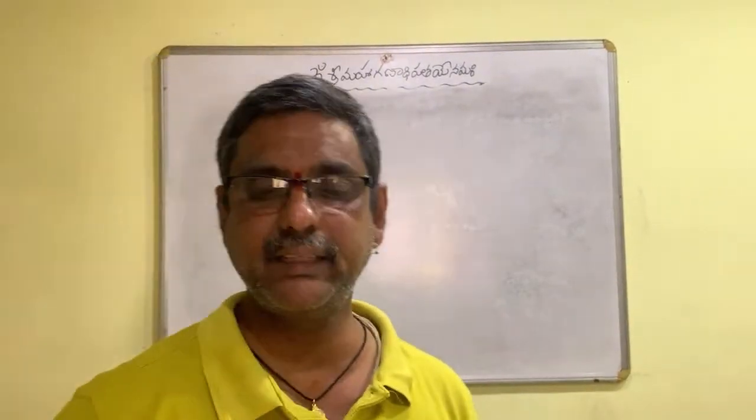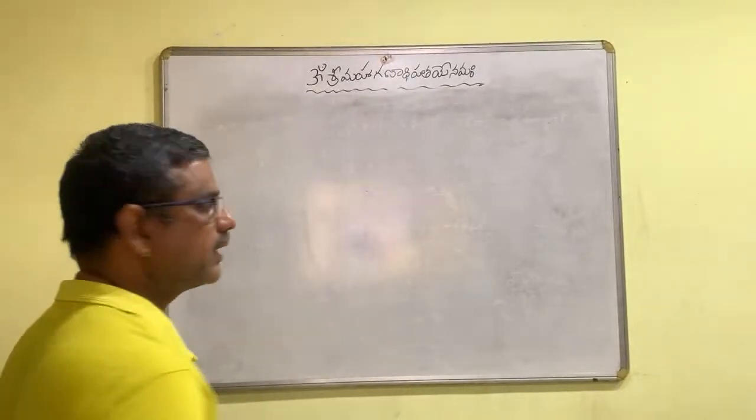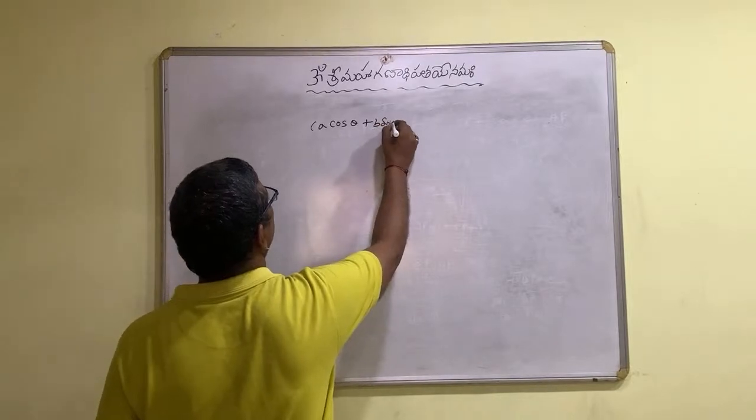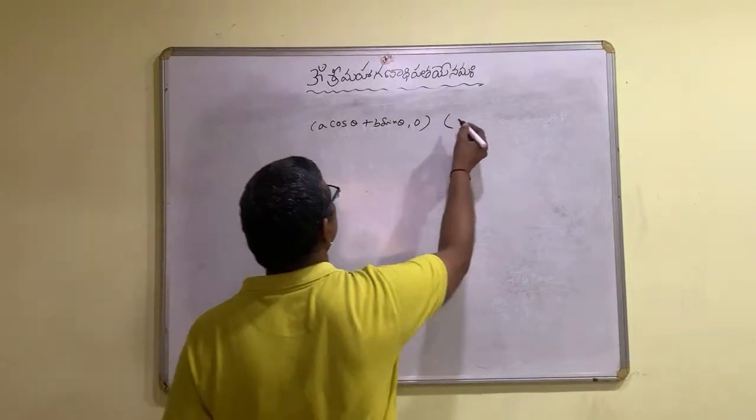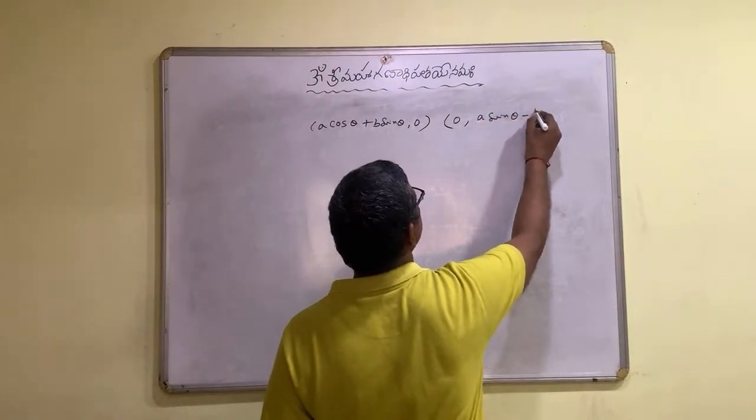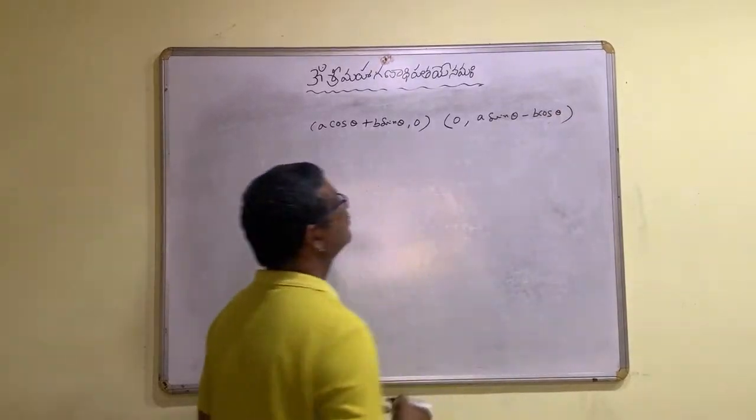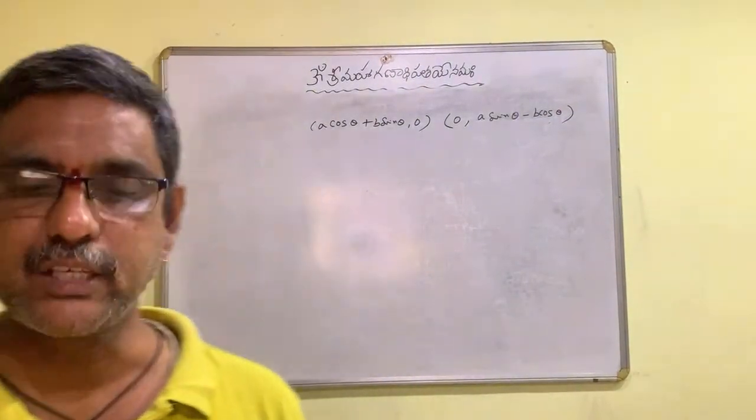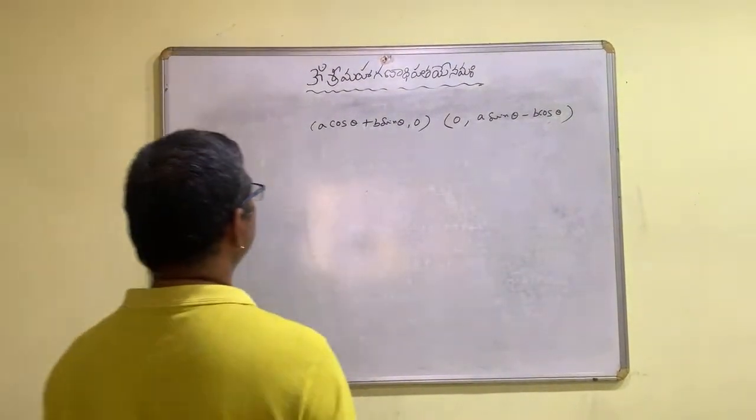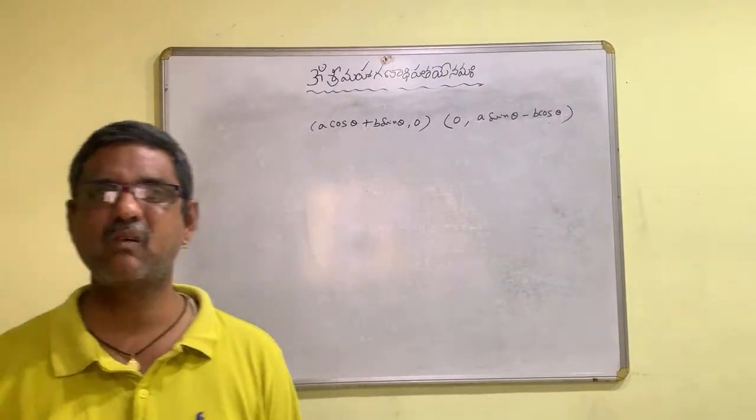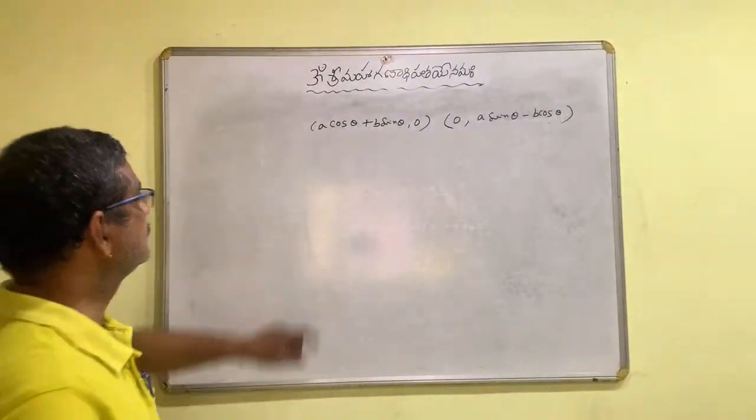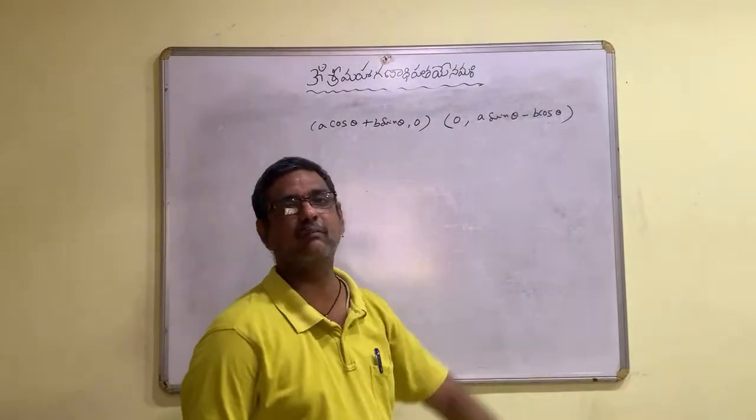The answer is root over a square plus b square. You need to find the distance formula. The points are (a cos theta plus b sin theta, 0) and (0, a sin theta minus b cos theta). We need to find out the distance between these two. Okay. Applying distance formula, this is the point on x axis and this is the point on y axis.